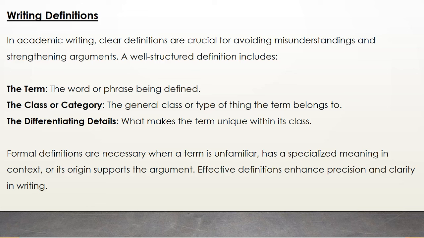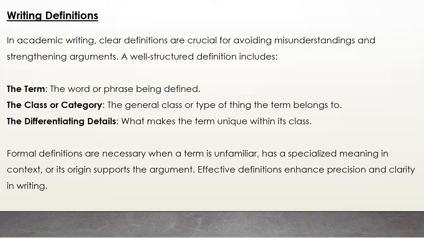The term includes the phrase or word that is being defined. For example, if you want to discuss a word like astronomy, you have to introduce the term. Astronomy is. That is the term that you want to introduce. Then class or category, the general class or type of the thing that the term belongs to. For which category the term astronomy belongs to.